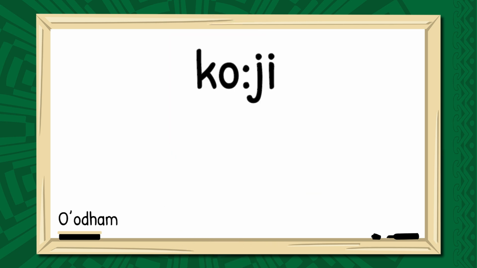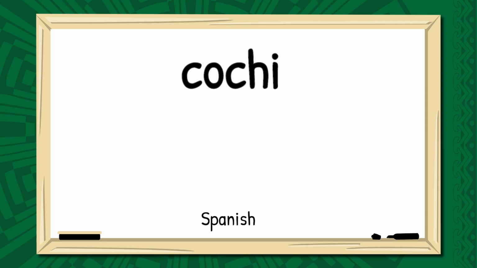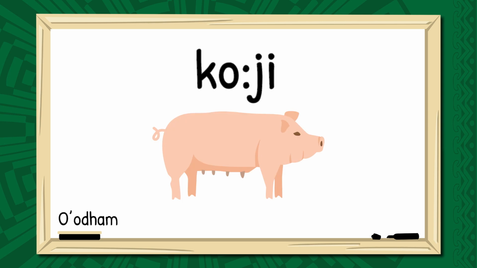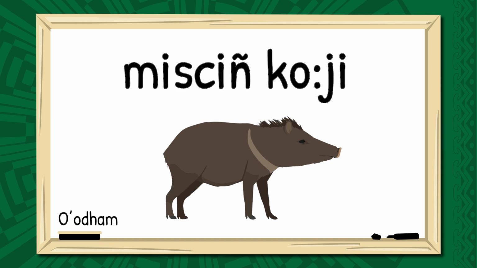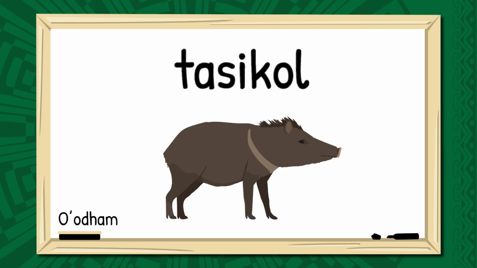Another example is the word koji. Koji is a borrowing of the Spanish word cochi, which means pig. It is used for all domestic pigs, but has expanded recently to also mean javelina. A good amount of O'odham now use the compound mischin koji, or wild pig, to refer to the javelina. But O'odham has its own word, tasikor, that means javelina. So in this case, koji is expanding its meaning to include the javelina, which is replacing the original O'odham word, tasikor. Right.